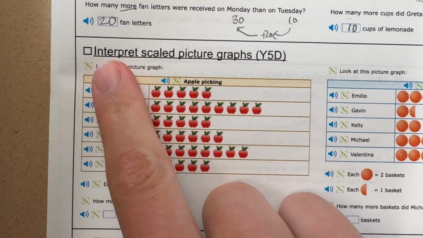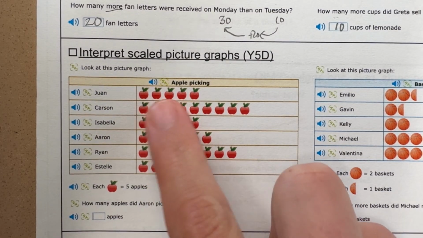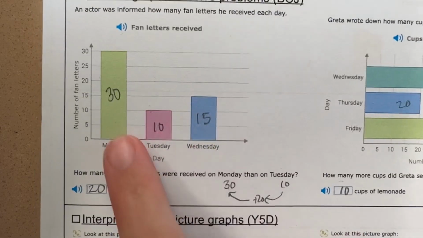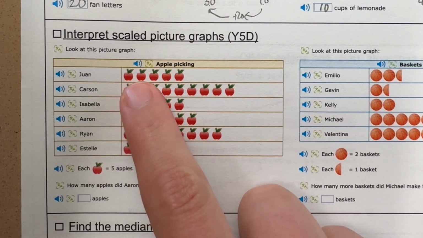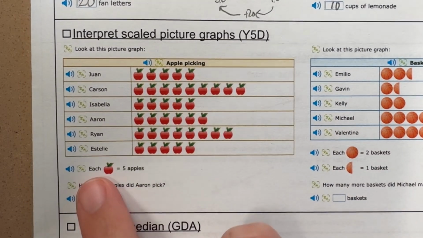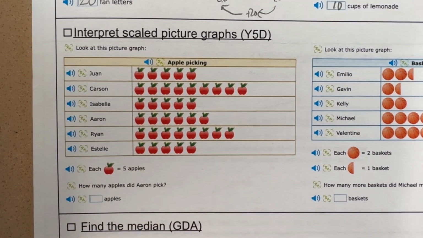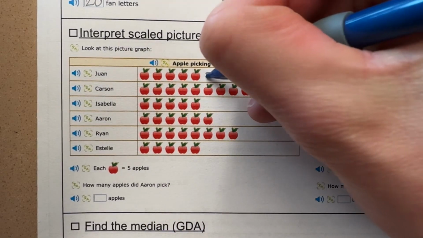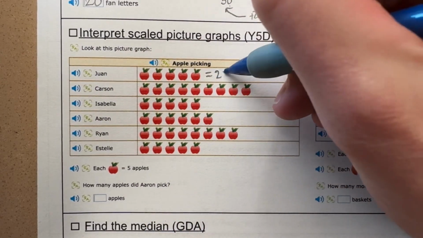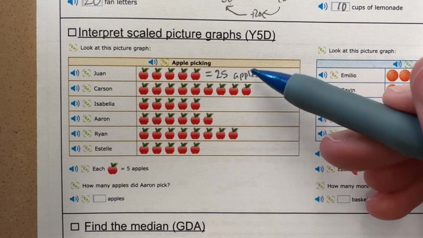Okay, this says interpret scaled picture graphs, okay? So here, look what the graph is. It's the same idea, right? Just like a visual way of representing data, okay? But this time it's using these little pictures of an apple. Now look, it says each little picture of an apple actually equals 5 apples. So like here, this is 1, 2, 3, 4, 5, but this is actually 5 times 5, actually 25 apples.